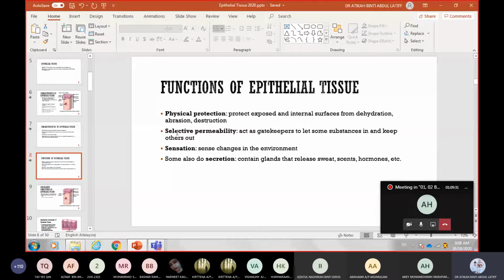Okay, and it also has selective permeability, so it acts as the gatekeeper to let substances in and out of a structure, and sensation as well, because it has a lot of nerve endings, so it senses changes to the environment. And also some of the epithelial tissue, the glandular type, they also secrete either sweat, hormones, scents, and so on.